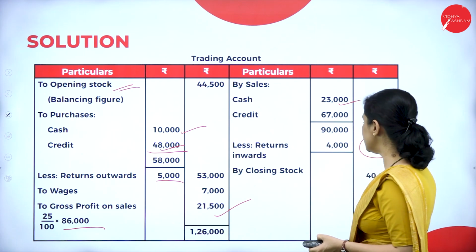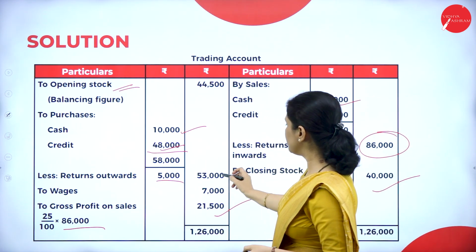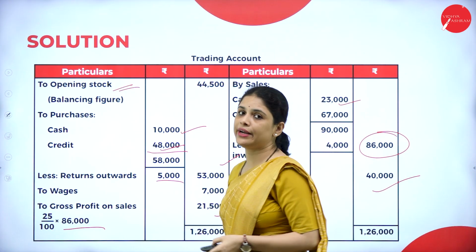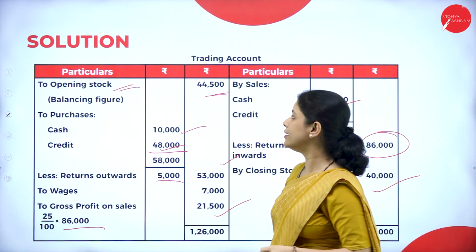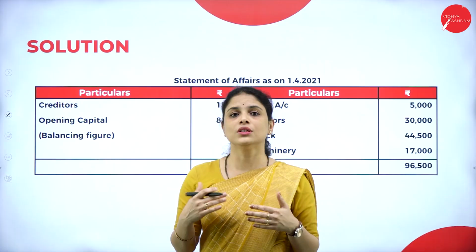We will total this. It is 1,26,000. From that, what we will do? We will deduct this 53,000, 7,000 and 21,500. Then we will get this 44,500. That 44,500 is the opening stock. Now we know the opening stock.